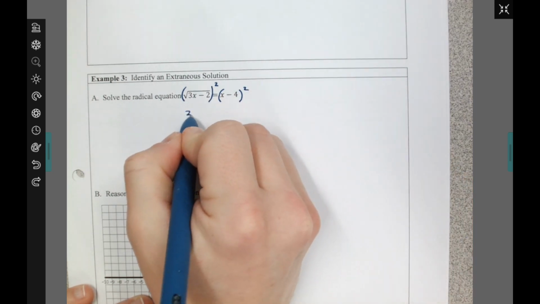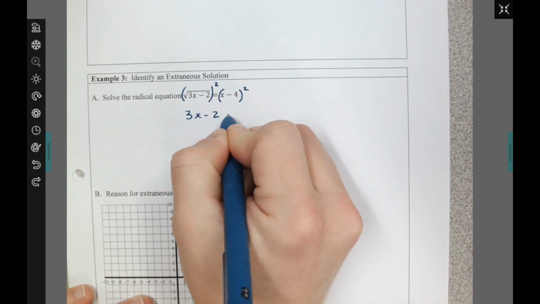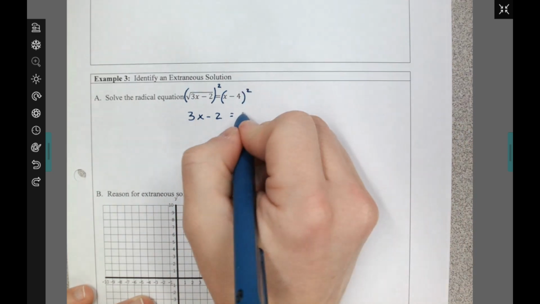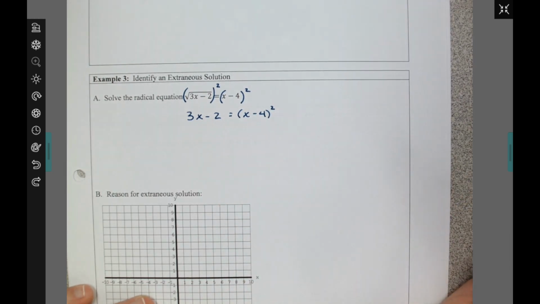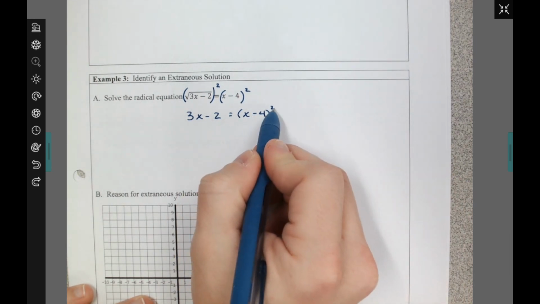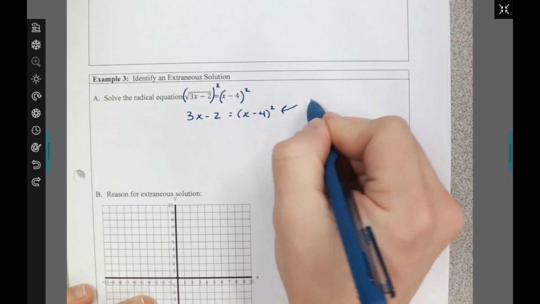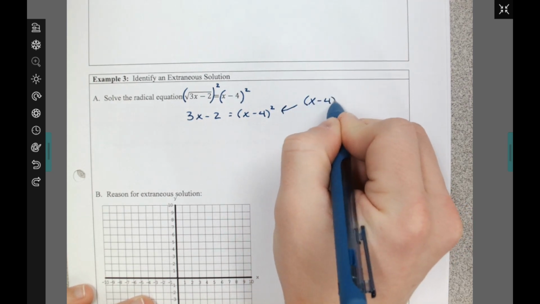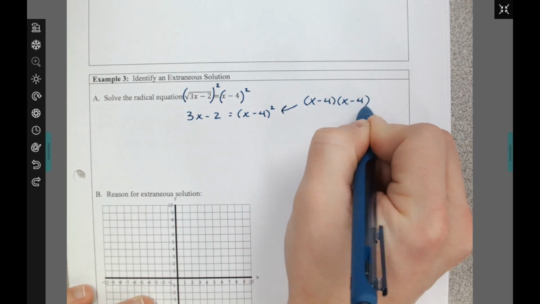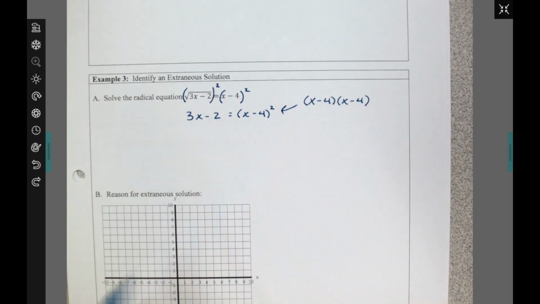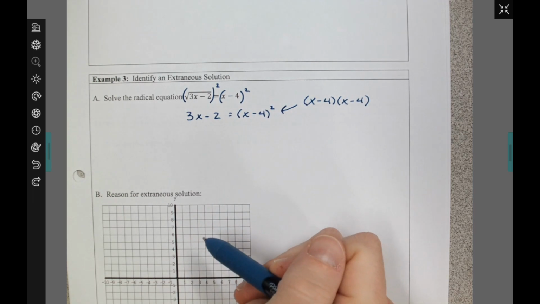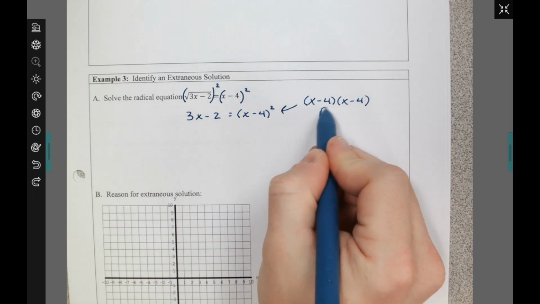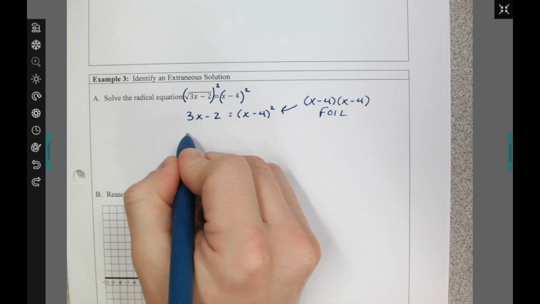So when I square the left, I'm left with 3x minus 2. Square the right, I'm going to have (x minus 4) squared. Remember, this (x minus 4) squared, that 2 right there, is telling me that I need to write it out twice. (X minus 4) times (x minus 4). Since there's a minus sign in the middle, you can't distribute that 2 in. The only time we can distribute the exponent in is when there's no addition or subtraction in there. So you go ahead and FOIL that out, and hopefully by now, we're halfway decent at that.